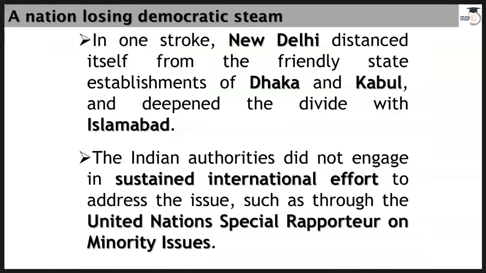Now, the first important point, and these are the questions that we need to ask ourselves, or the government should ask itself. Like this article is saying, in one stroke, New Delhi distanced itself from friendly states like Dhaka and Kabul. This particular article is about CAA, that because of CAA, Dhaka and Kabul are not happy with India. We're not that good friends with Islamabad anyways, but the distance has increased. I'll leave it to you to decide whether that is right or wrong.